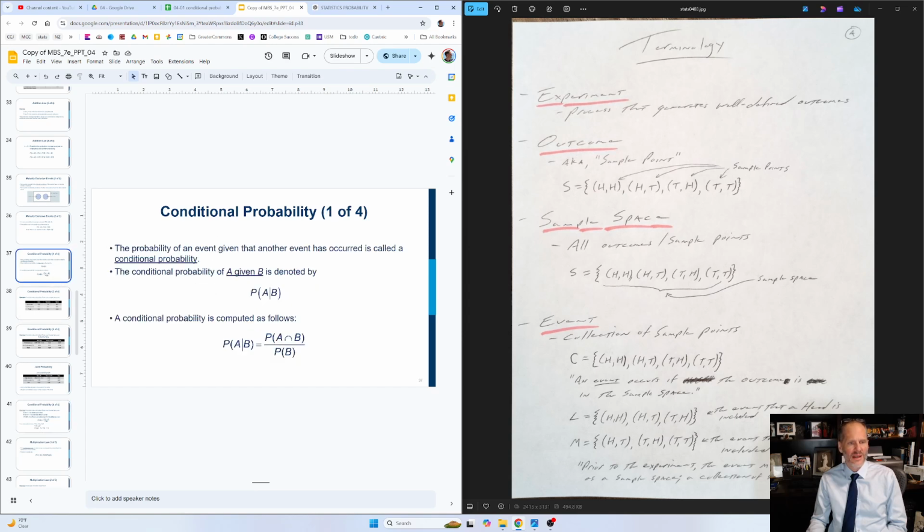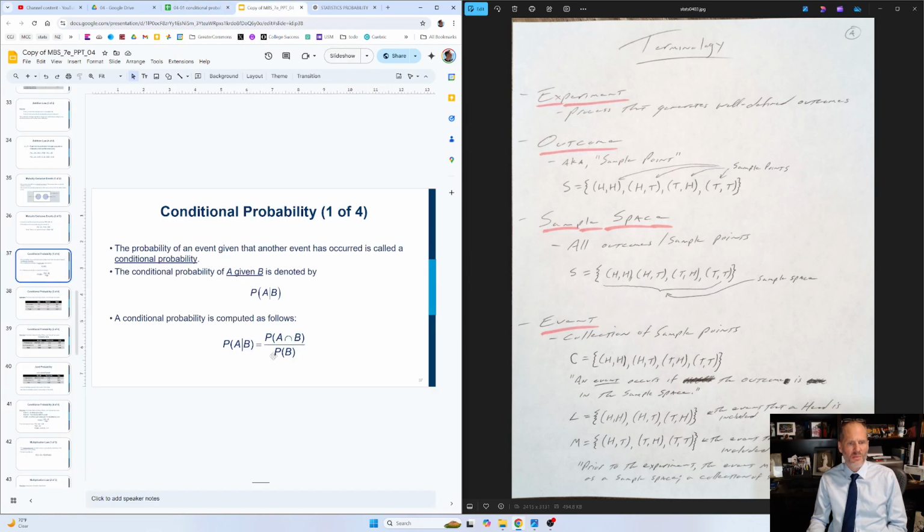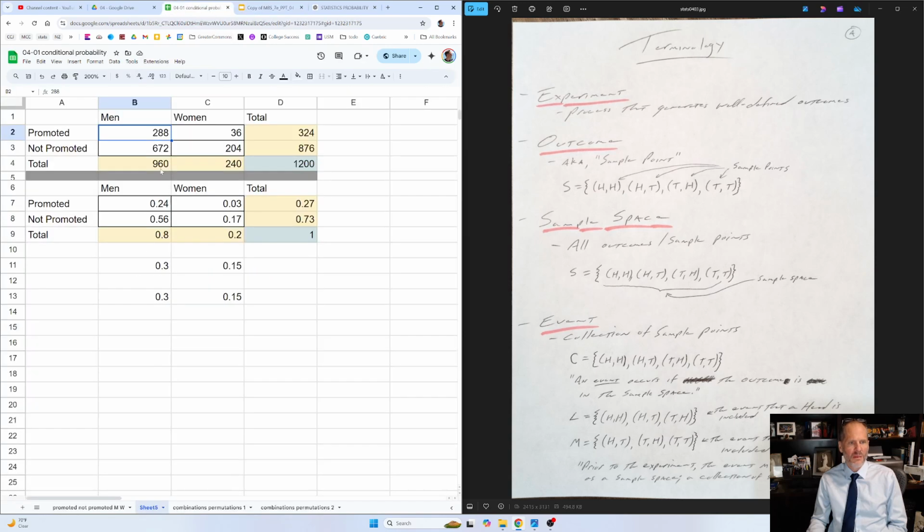I guess we'll look at this slide right here. The probability of an event given that another event has occurred is called a conditional probability. The conditional probability of A given B is denoted by A|B, and it is computed as the intersection of A and B, where you have two things occurring, you're a man and you're promoted, divided by the probability of B, of being a man. So the probability that you're a man and you're promoted, the intersection of these two things, over the probability of just being a man.